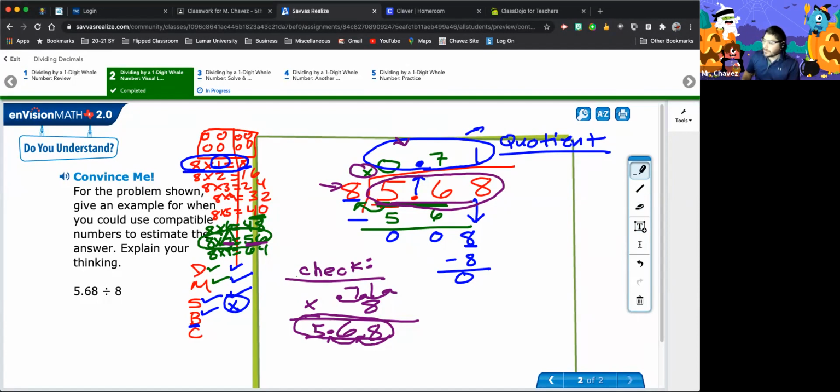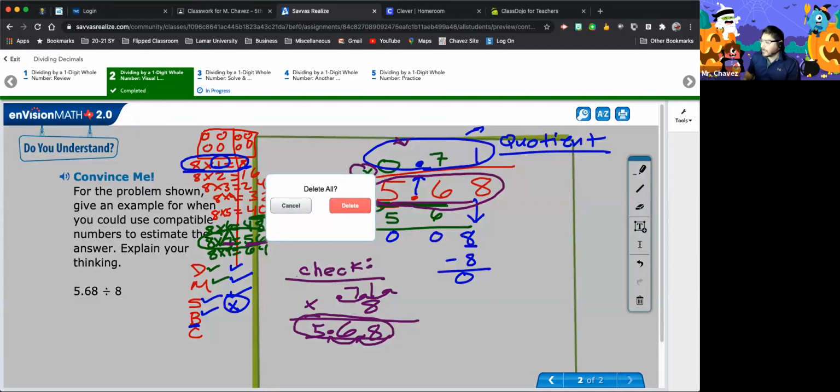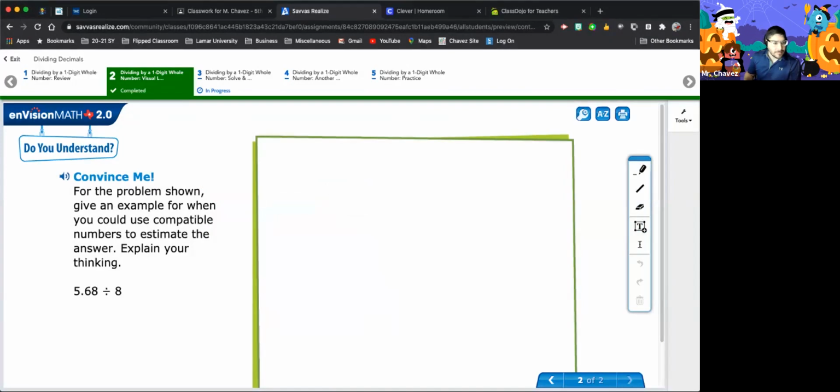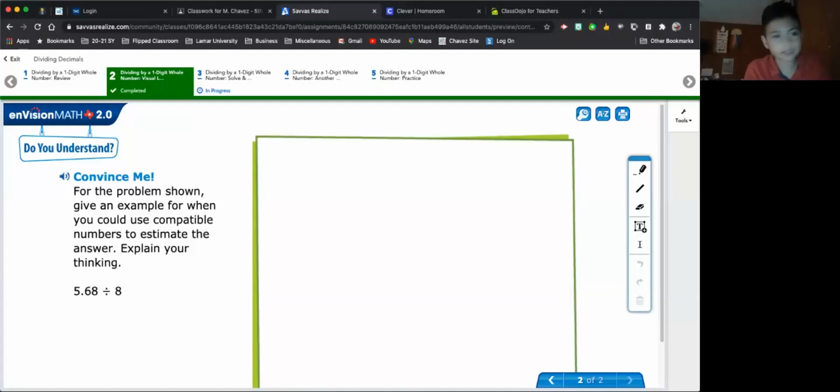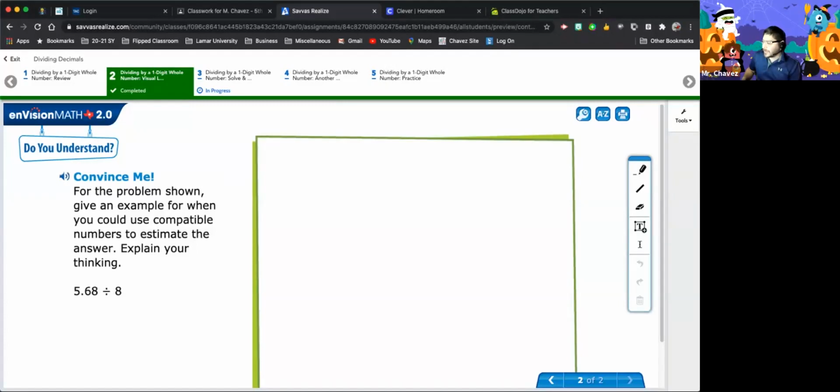Sir, yesterday I did this and I finished my work on Chavez and I did get it right, but when I came here, my work wasn't here. You got to be sure that you click the green check mark. Once you click the green check mark, it'll save the work for you. Because if you just do your work and you don't click the green check mark here on the bottom, it's not gonna save it for you.